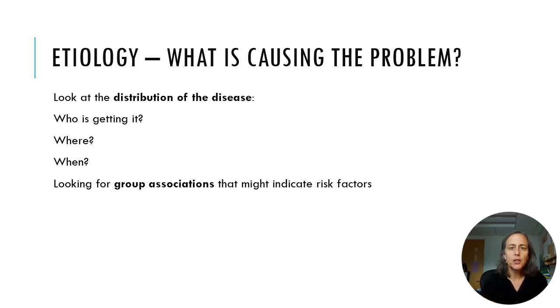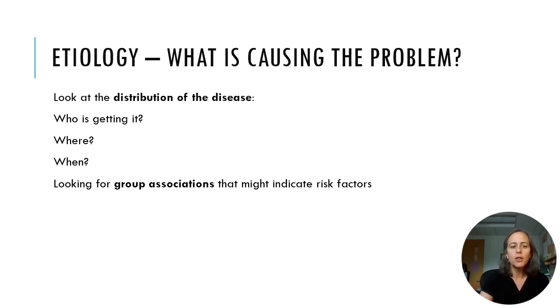Now, the first thing that we're going to do to help us generate some hypotheses, some perhapses, some maybes, some ideas about what's causing the problem, is we're going to look at the distribution of disease. And the three questions we're going to ask here are who, where, and when. Who is getting it? Where do they live? And when are they getting it? And then we're going to use that information to look for what's called group association. So these are kind of broad observations that make us go, maybe this is something.